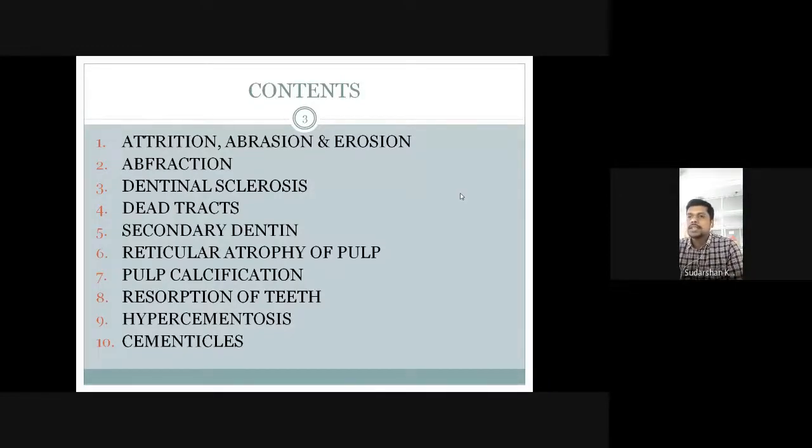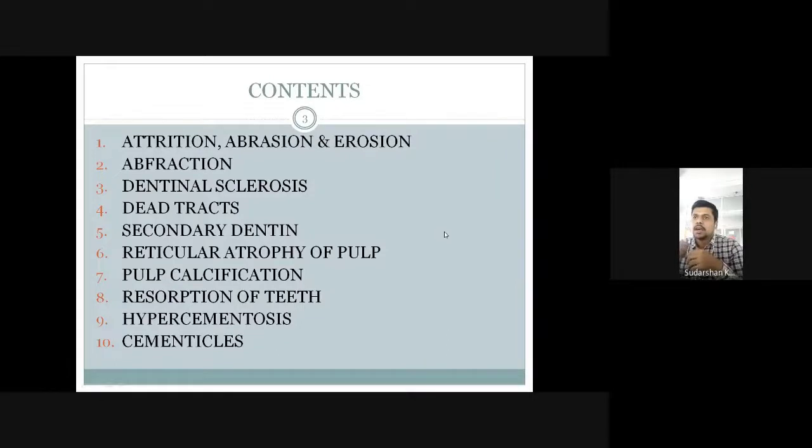So these are the hard tissue changes that we usually see in the oral cavity. Each and every one I will be discussing one by one today. And from an exam point of view, most of these are 2 marks questions. Sometimes they can ask you for 4 marks also. If you know the differences clearly between one term and the other, you can easily identify what these regressive changes are.